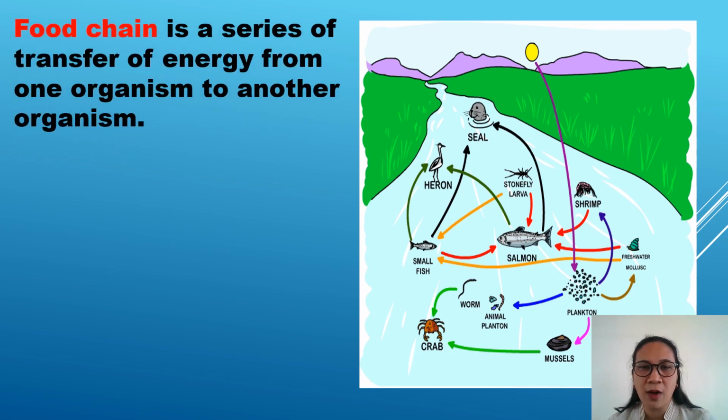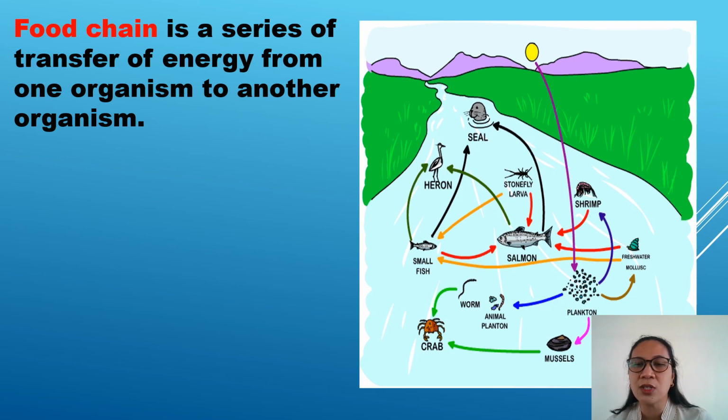In this diagram, we can see here a food chain. What is a food chain? It is a series of transfer of energy from one organism to another organism. So when we say a transfer of energy from one organism to another organism, one organism is eaten by another organism. So can you identify one food chain in this diagram?